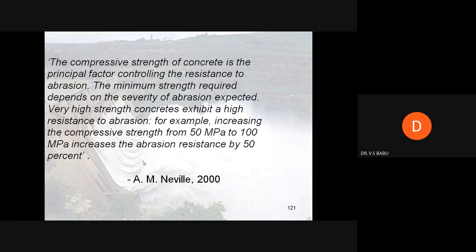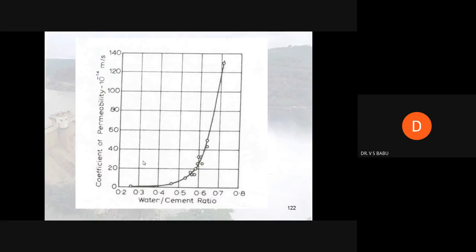Suppose you want to use M50 grade concrete, and instead you use M100 grade concrete. It is uneconomical, I can agree with that. But the thing is, if your abrasion requirement is more, at that time you have to go for high strength concrete also. This is given as a statement by A.M. Neville in his textbook.